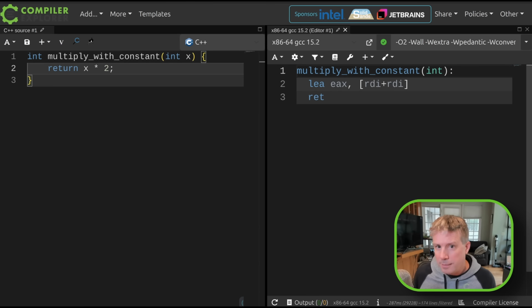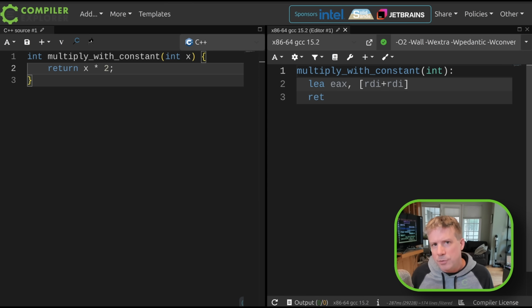It's an LEA. There's no multiply at all. It's actually an add. Multiplying by 2 is the same as adding x to itself, and multiplies are relatively more expensive on CPUs than additions. So wherever possible, the compiler will try and use additions. So here we're saying that LEA should be equal to RDI plus RDI. So we get a multiply by 2.